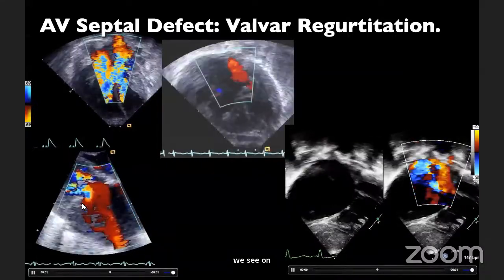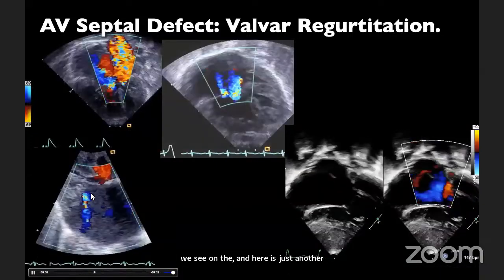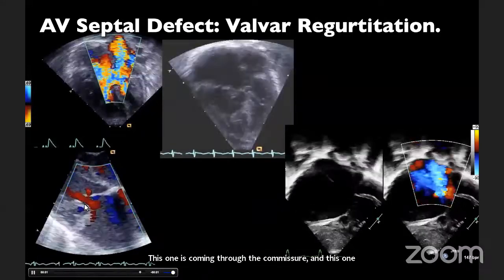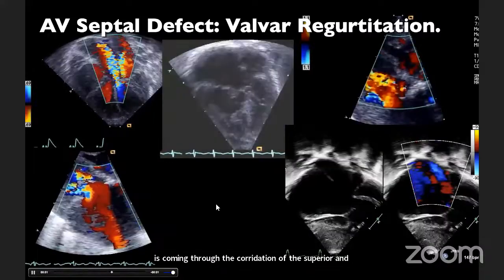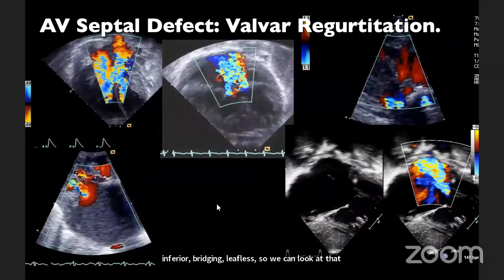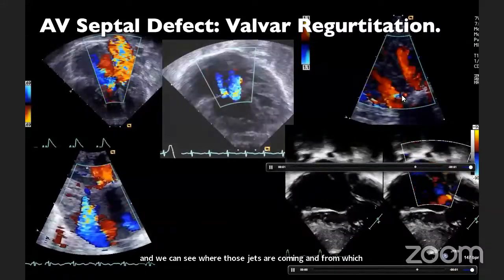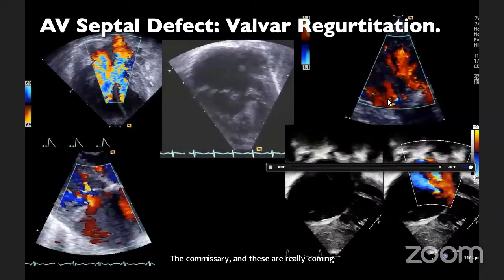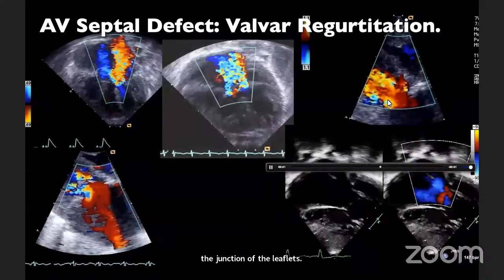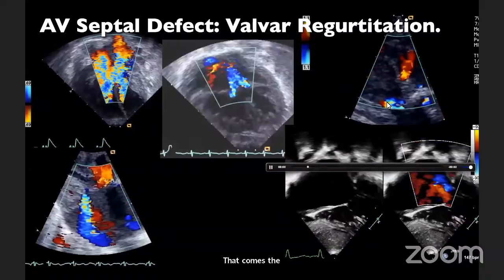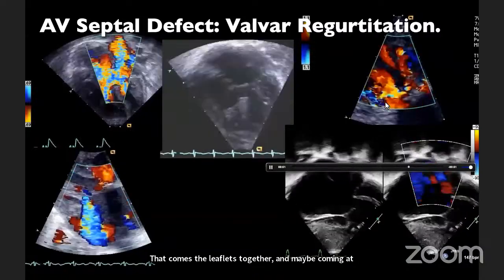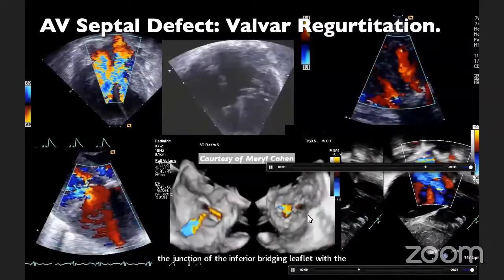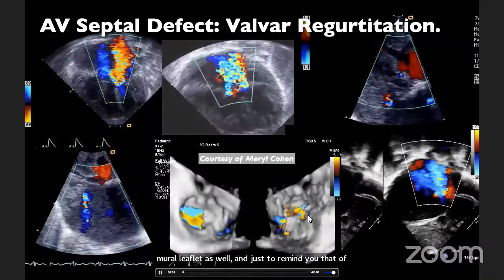And here is just another example of a jet. This one is coming through the commissure, and this one is coming through the coaptation of the superior and inferior bridging leaflets. So we can look at that, and we can see where those jets are coming from and from which components they're coming. This is clearly coming through the commissure, and these are really coming through at the junction of the leaflets, and maybe coming at the junction of the inferior bridging leaflet with the mural leaflet as well.